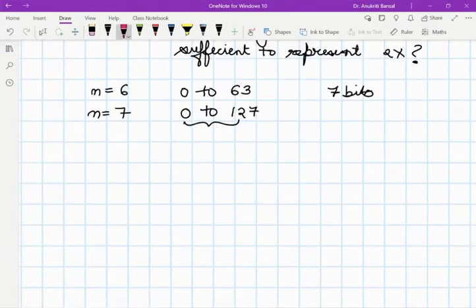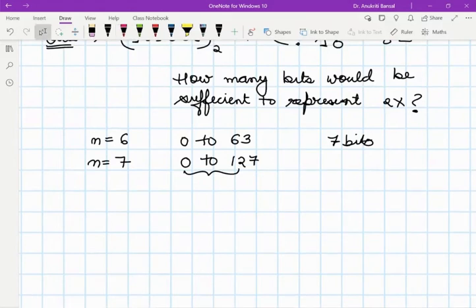Ma'am, for 2 to the power 7, won't we need 8 bits? Power of 2 starts from 0, right? Ma'am, for 2 to the power 8, for 2 to the power 7, we would need 8 bits, right? The number of bits is 7, no? This is 7 bits. So how many distinct values can be represented is 2 raised to power 7. Okay. That is 128. But we are also including 0. So range will be 0 to 127.